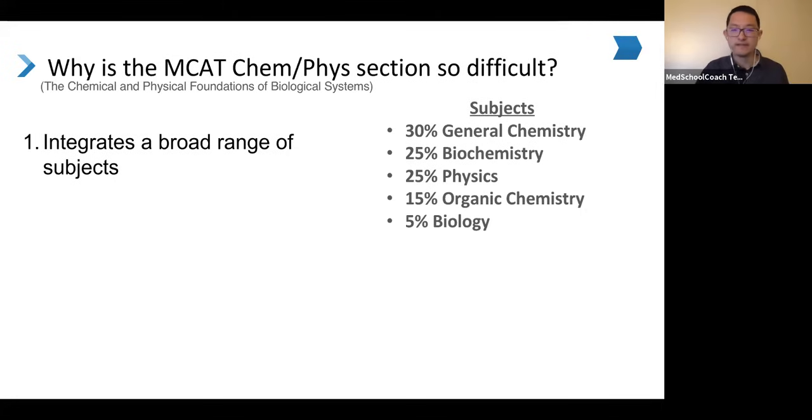Well, you can think about in physics, you have waves, sound, and light. And light is very much important in general chemistry, thinking about atomic structure, excitation, and emission of photons with electrons. A second reason why the Chem Phys section is so difficult is that there's a bit of luck factor involved.